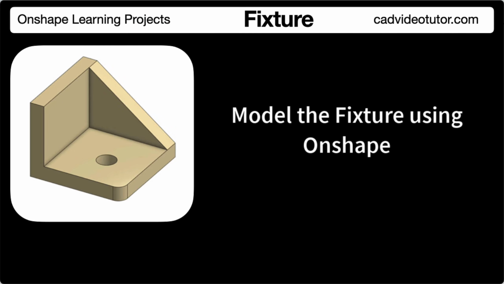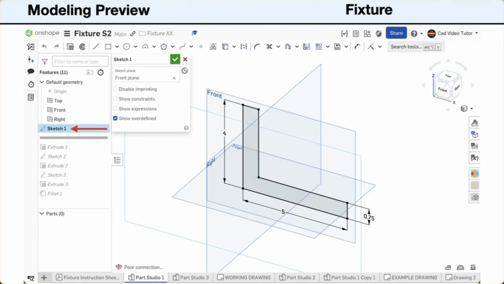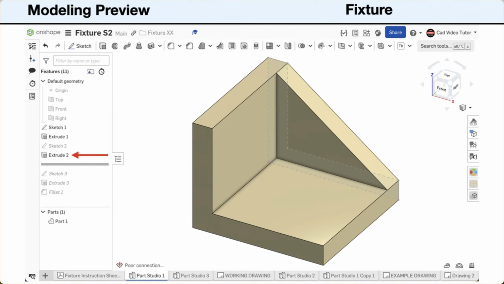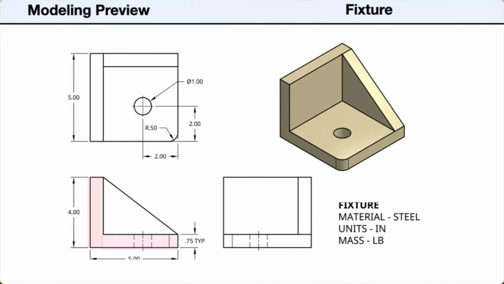Before we create our model in Onshape, let's preview the workflow that we will use. Creating a parametric model is a step-by-step process starting with a 2-dimensional sketch. First, from the engineering drawing, we need to identify the profile or closed shape that we'll use for the base sketch. For this part, we will use this L-shaped profile in the front view.